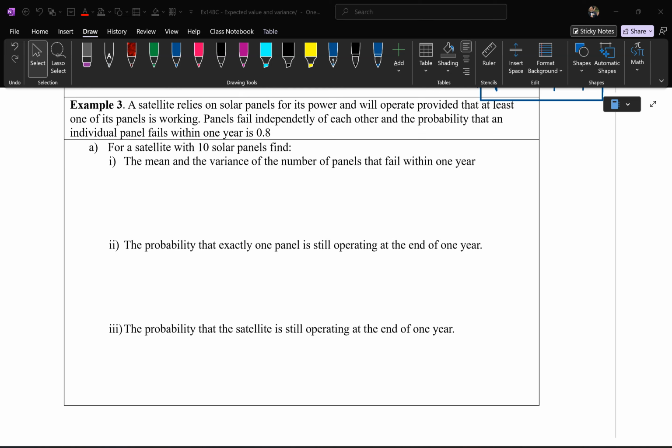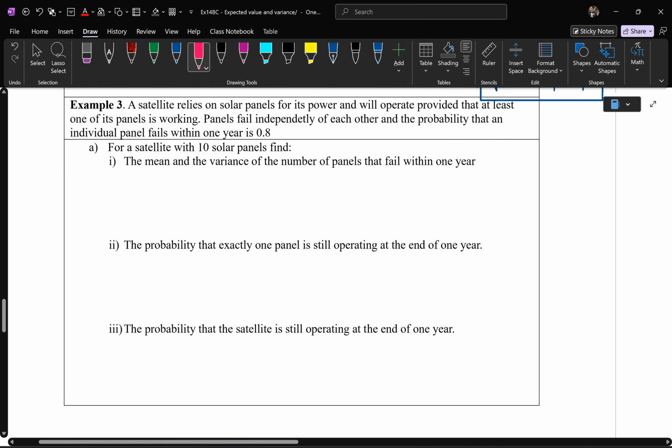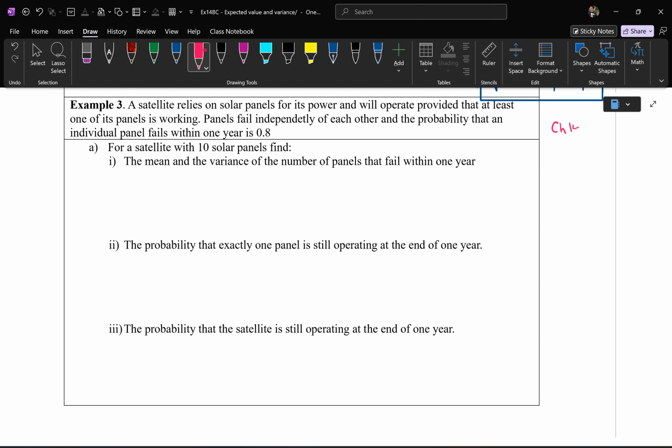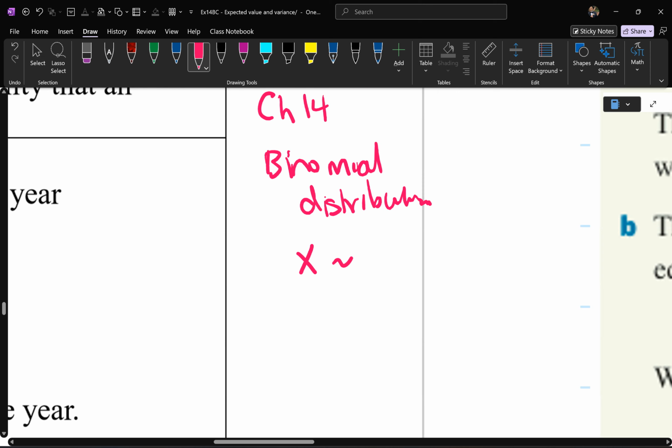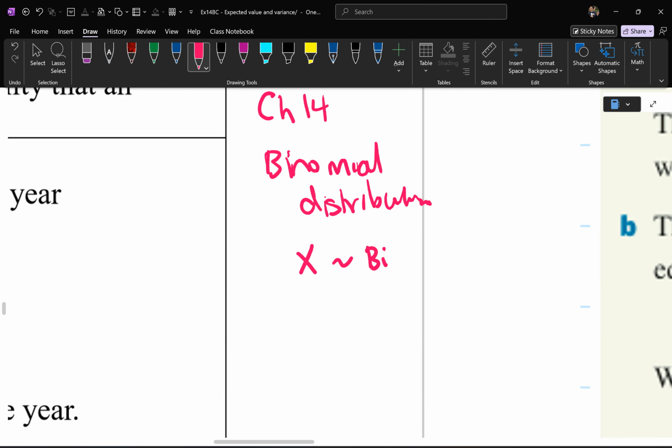Same notes. Let's do a recap. Last session, I taught you chapter 14. Chapter 14 was called binomial distribution. You had learnt binomial distribution, where you can say X is binomially distributed. The little squiggly line means "distributed". So X is binomially distributed with n and p, where n is the number of trials and p is the probability of success.